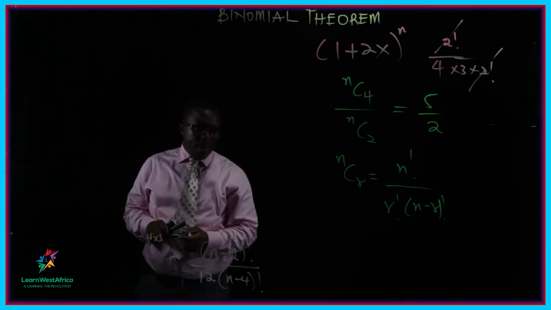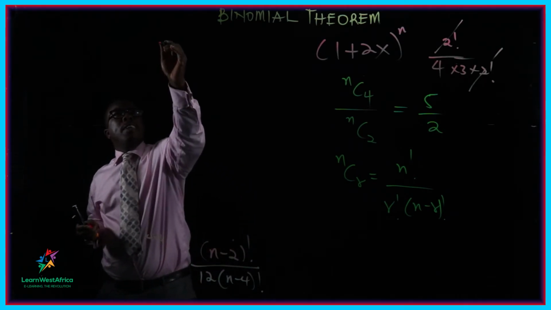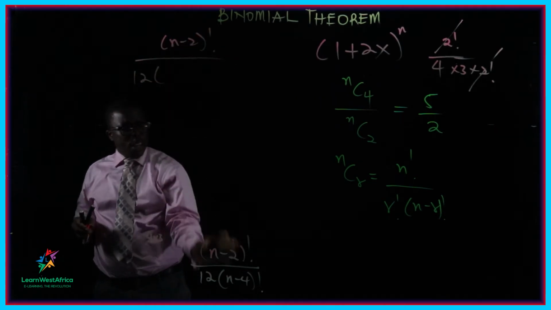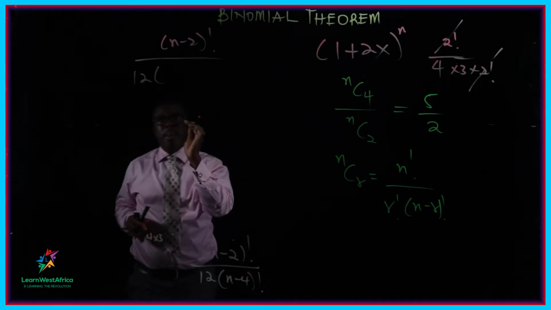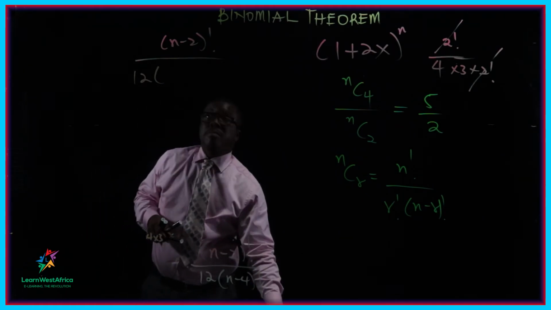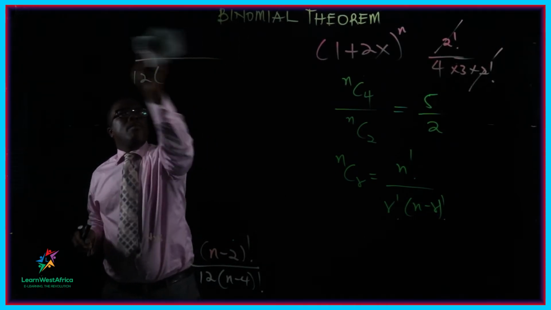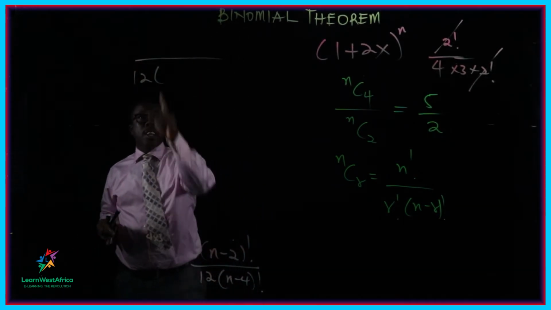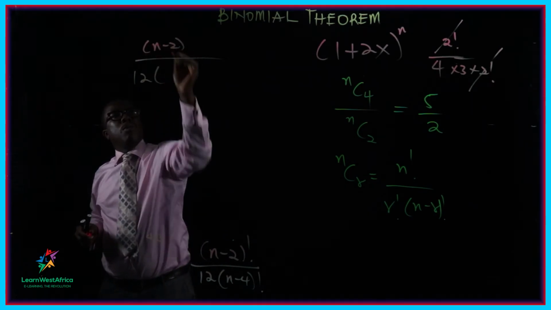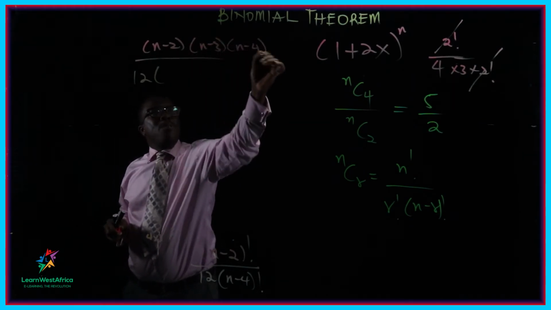Now let's look at n minus 2 factorial over n minus 4 factorial. Now, you agree with me that n minus 2 all factorial all over 12 times. Now, let's break down the n minus 4 factorial. So let's deal with the n minus 2 factorial. This is going to give you n minus 2, n minus 3, n minus 4 factorial.